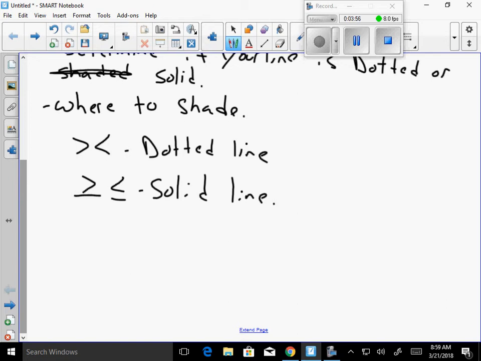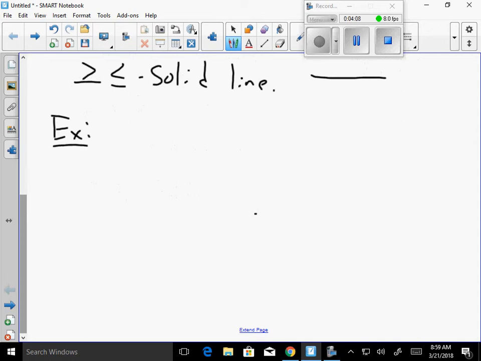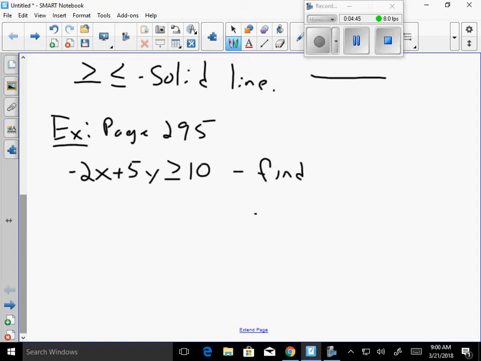So let's do an example here, and I'll show you what I mean by dotted line and solid line. Okay, dotted line, you've seen that. Solid line, you've seen that. First example, this is on page 295. Okay. So when you're graphing these guys, remember with a straight line, you just need to find 2 points. Okay? So the 2 points that we're going to find are the x and y intercept, okay?